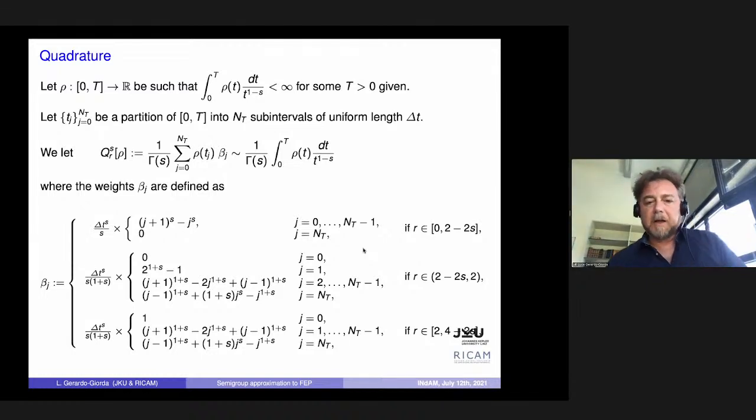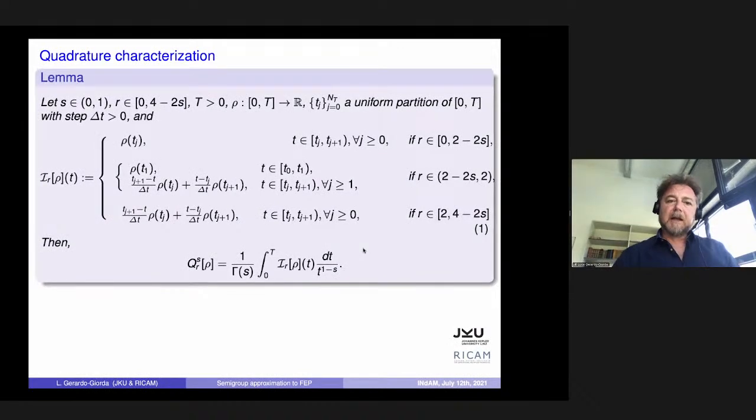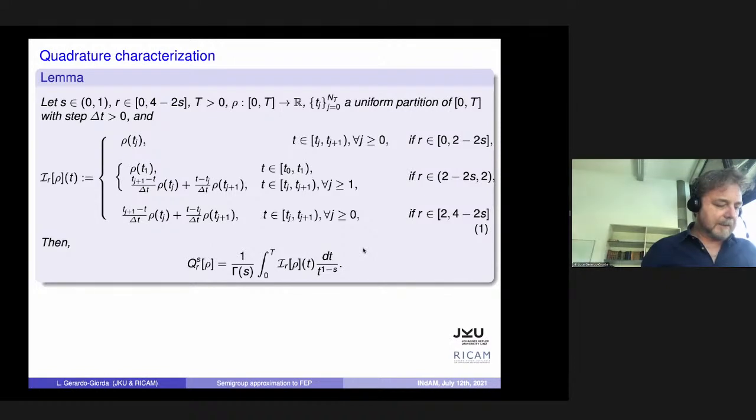Now, this quadrature might look a little bit crazy, but the good thing is that we can actually characterize it in a better way. In reality, these weights that I put in the previous slide are nothing but the actual result that we obtained by replacing the function rho with its interpolant, defined as it is defined there. So in particular, when r is between 0 and 2 minus 2s, this interpolant is nothing but a piecewise constant Lagrange interpolant.